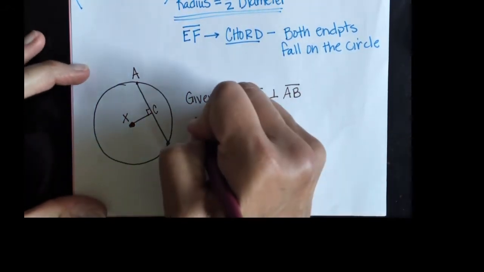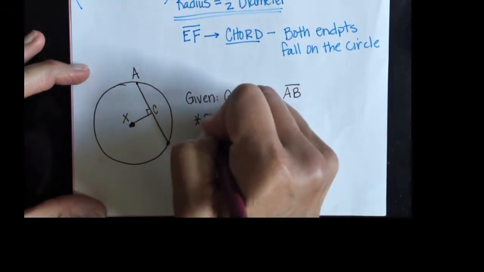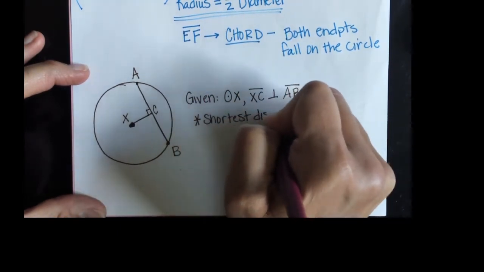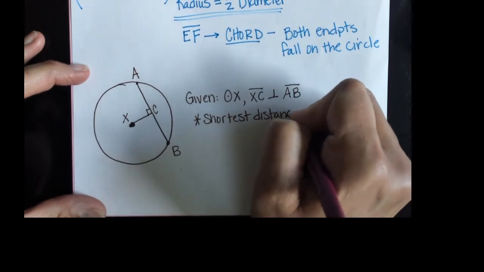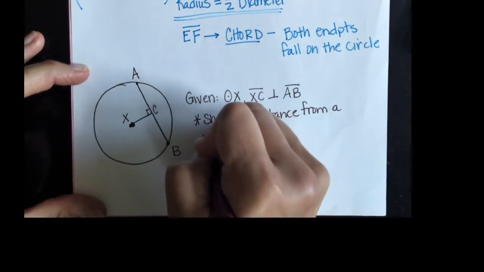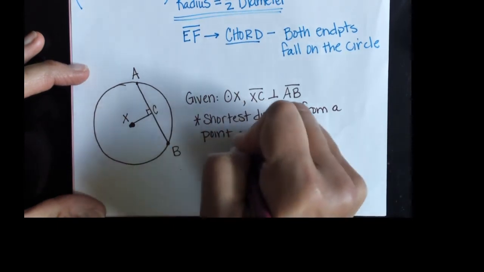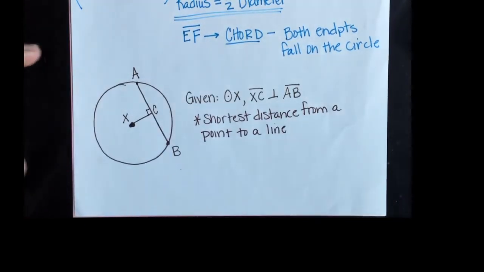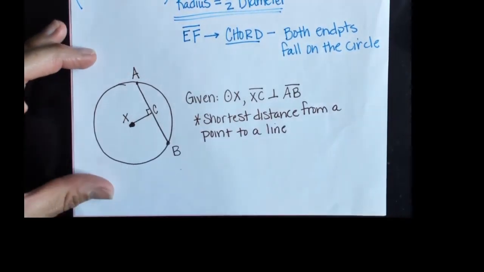So when we have our shortest distance, and I understand that this is a line segment, but it has the same properties that we'll need for this.